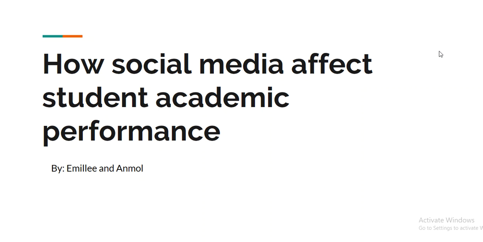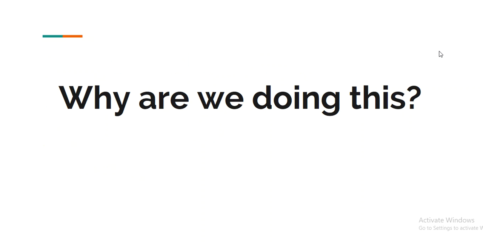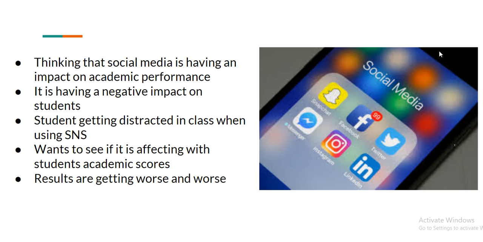So the question that we have done is how social media affects students' academic performances. So why are we doing this? The reason that we're doing this is that we think that social media is having a big impact on students' academic performances, and that we think that it's having a negative impact on students. We think that students are getting distracted in class when using SNS.